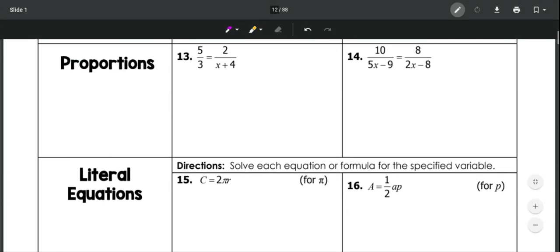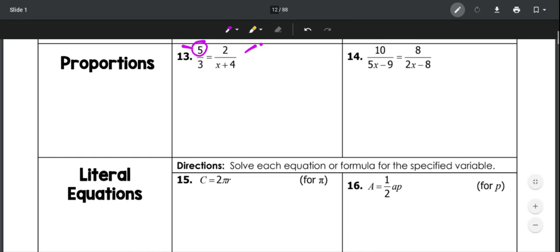Okay. Last two things. We got proportions and just some literal equations. So I'm just going to only do one of these proportions. Now here's how you do proportions. If you have a fraction on one side and a fraction on the other, you can do something called cross multiplying.